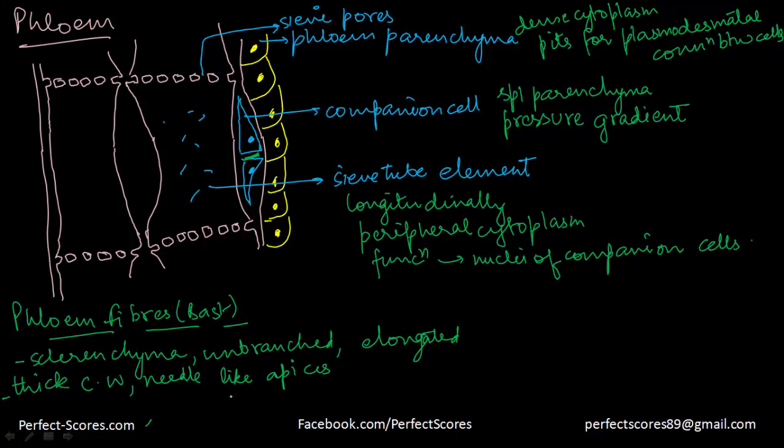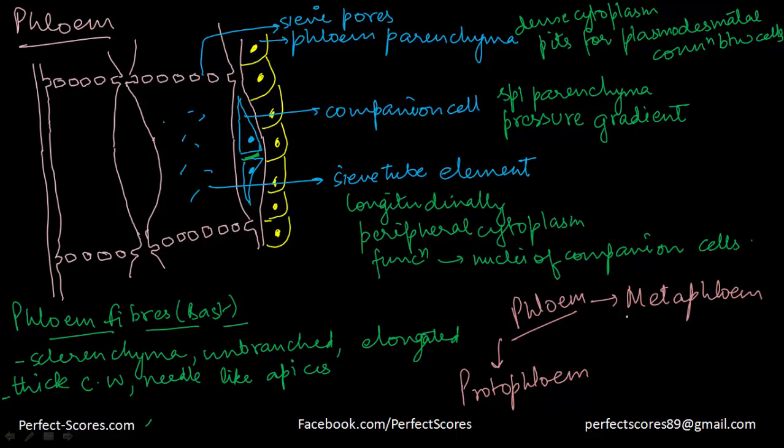And the phloem is again of two types, just like xylem. The protophloem is the one that was formed earlier, and they have narrow sieve tubes, whereas metaphloem is the one that was formed later, and that is why it is secondary, not primary. They have wider sieve tubes.